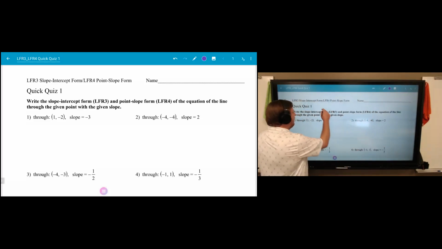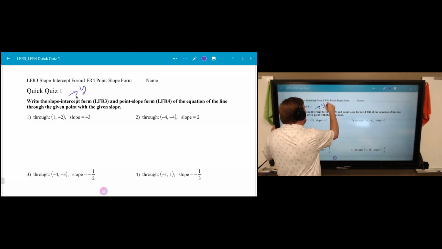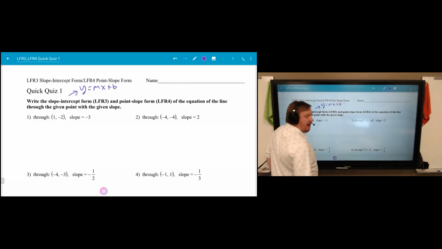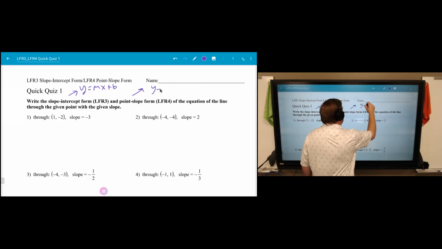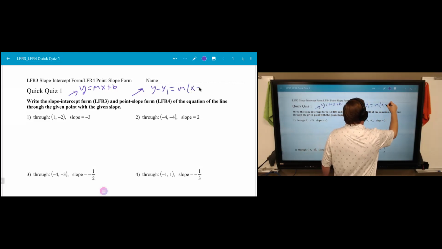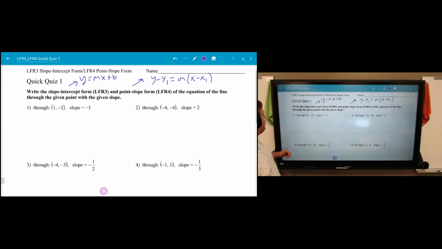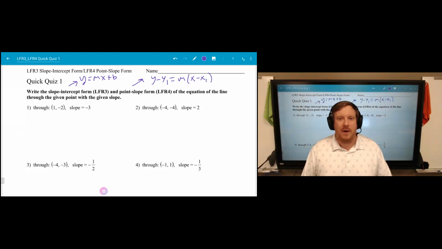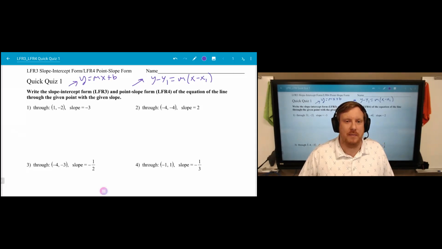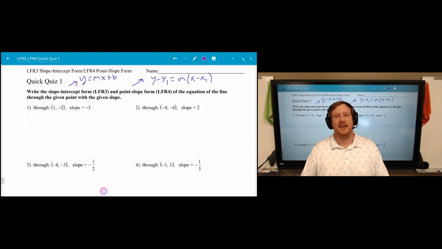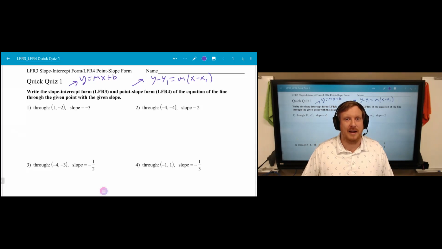As a reminder, slope-intercept form is y equals mx plus b, and point-slope form is y minus y1 equals m times x minus x1. And let's see what we've got here. It says we've got a point through 1 comma negative 2 and the slope is negative 3. Your inclination probably right now is to start right with slope-intercept form, because that's what you're used to, the y equals mx plus b. But I'm here to tell you, start with point-slope form. You've been given a point and a slope.